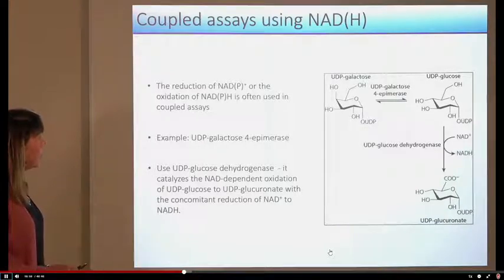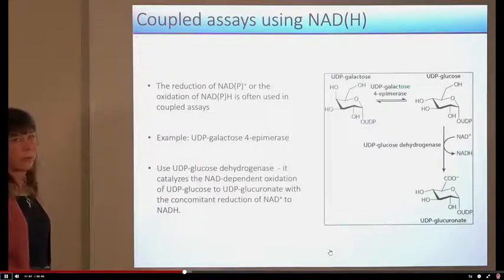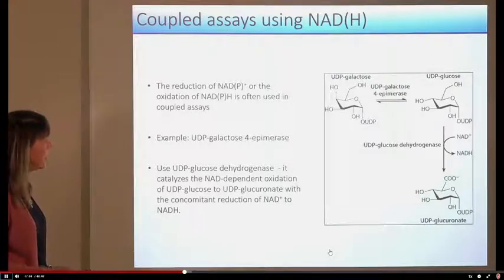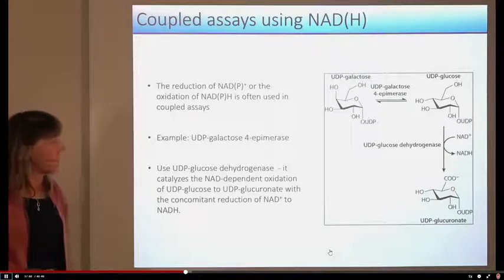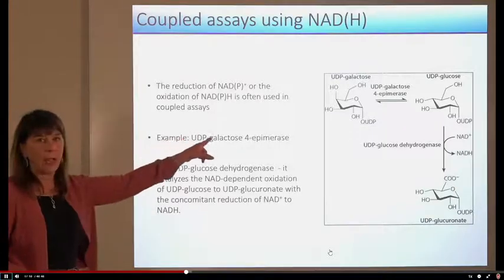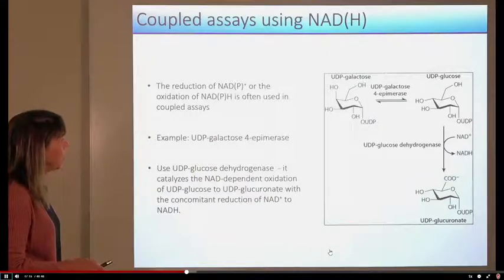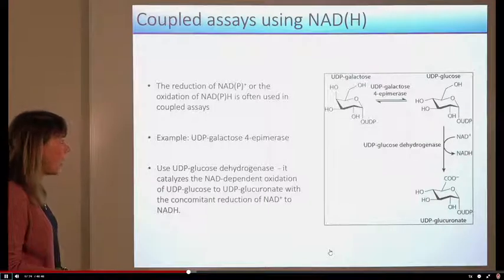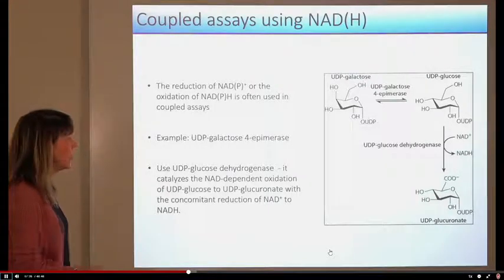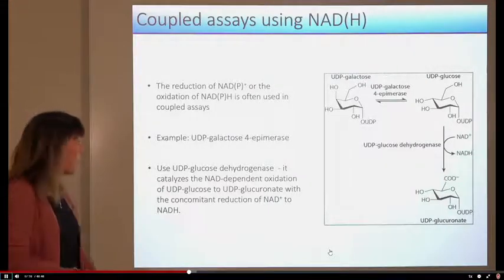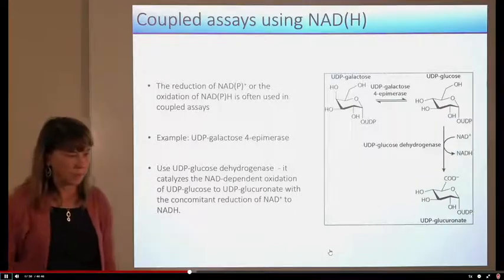In this case, we're looking at UDP-galactose 4-epimerase. What does it do? It changes the configuration around the C4 carbon right there. It's an enzyme involved in the Leloir pathway. But you can't measure that. You can't assay for that. So what you do is, once it's made UDP-glucose, you use UDP-glucose dehydrogenase, which oxidizes that carbon right there. You have a COO- group, and if that got oxidized, something had to get reduced, and the NAD goes to NADH, and then you can follow it through the absorption.